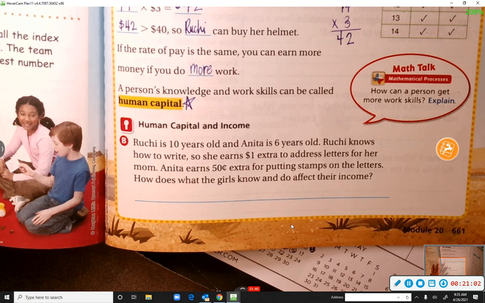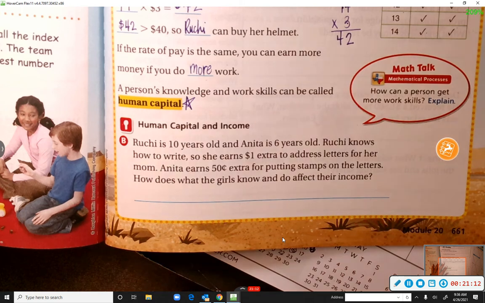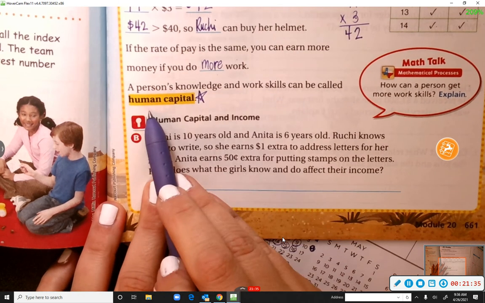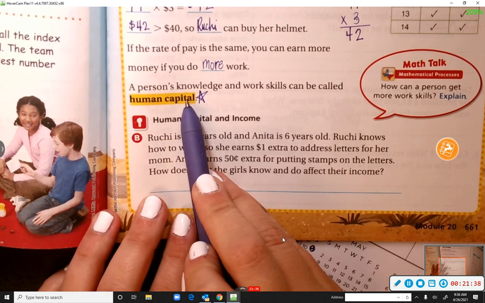Okay, so human capital, all that means is you as a human are worth something by what you know and the skills that you have. If I go to college for 4 years and then go for another 2 years, do I have probably more knowledge and more skills than somebody who just went to high school? Yes. Probably. That doesn't mean you can't get knowledge by working. But usually if you go to school longer, you have more knowledge and more skills. So the human capital would be greater for that person.